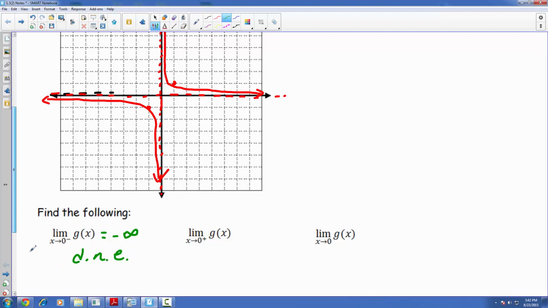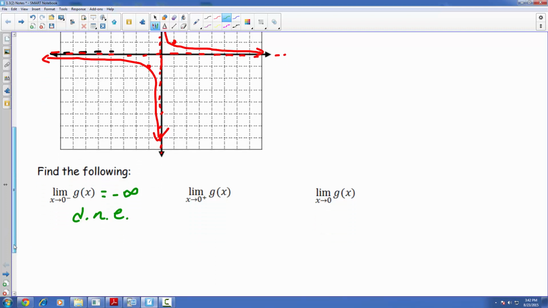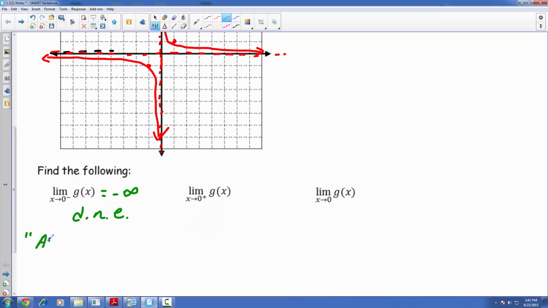And what we call this too, you may see in another notation, is as x approaches 0 from the left, the graph decreases without bound. That's just another way that we could say that this value is going down to negative infinity. It's decreasing without bound. It's going to go on forever and ever.